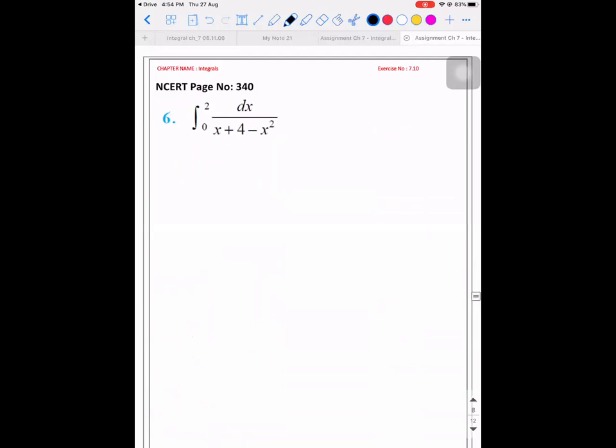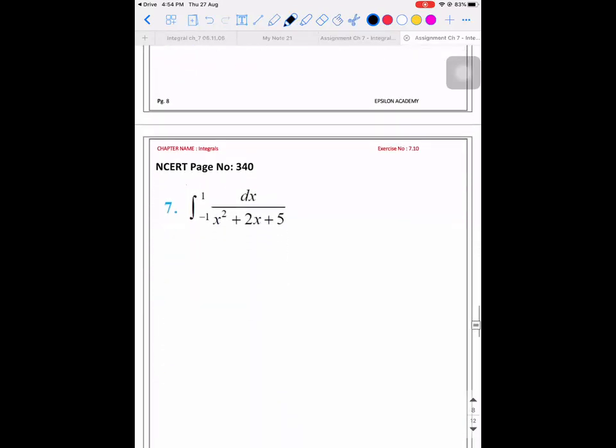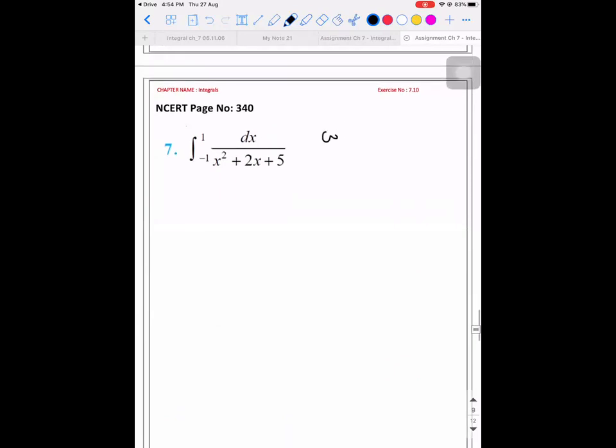Integral of dx divided by x plus 4 minus x square. Completing the square and solve it, after taking minus outside. Completing the square and then solve. I don't think you need a substitution here, right? Do you? No, sir. We don't. You can directly do it. Same thing. Completing the square.